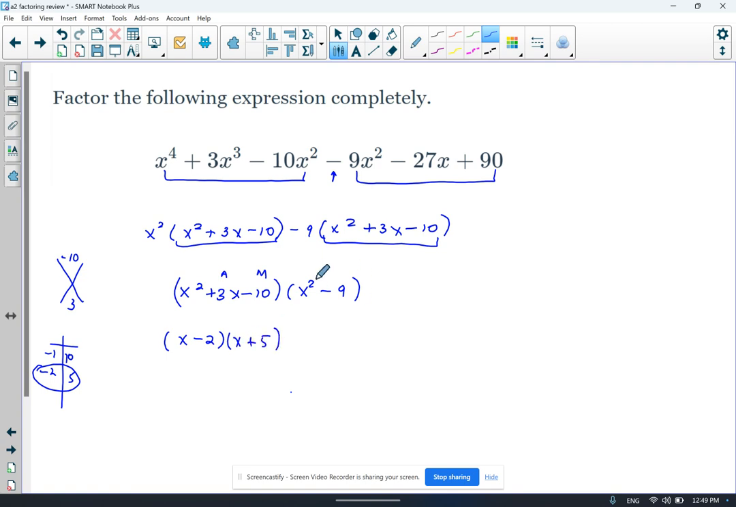And x squared minus 9 is a difference of two squares, or dots. So x plus 3 times x minus 3. And there you have it.